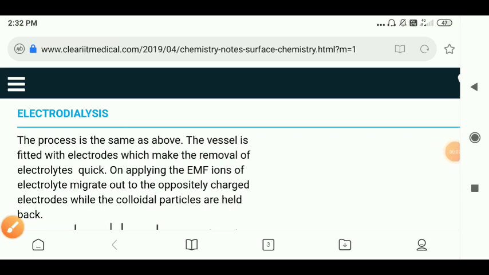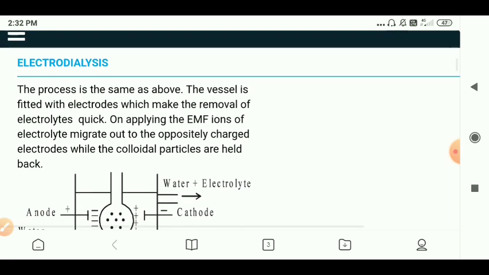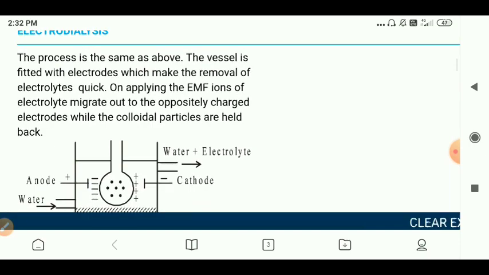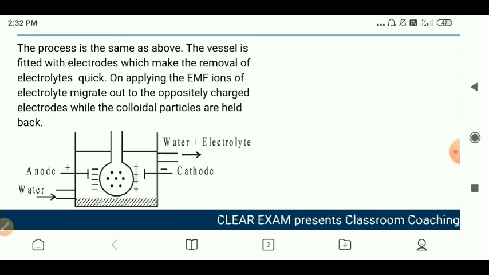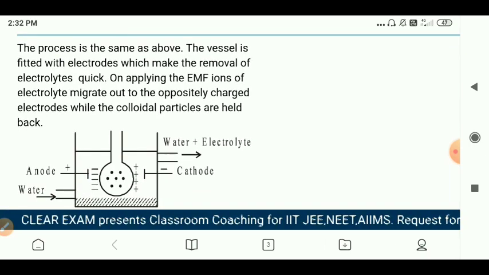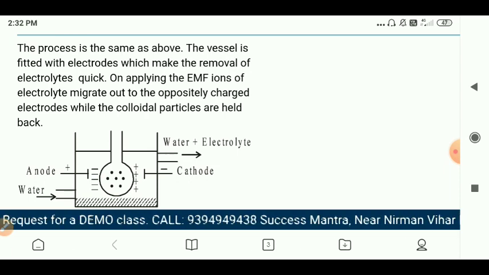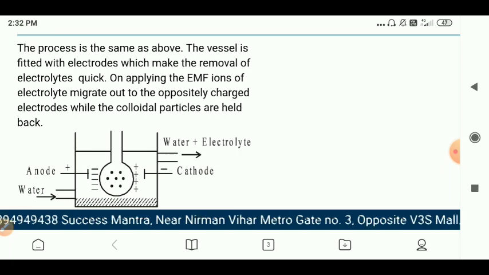Now electrodialysis is nothing but the same as dialysis, but by applying current. The process is the same as above. The vessel is fitted with electrodes, which make the removal of electrolytes quick. On applying the EMF, ions of electrolytes migrate out to the opposite charge electrodes while the colloid particles are held back. So what are they going to do? Here it is nothing but the same setup. In that setup it is fitted with electrodes like anode and cathode. We are going to place the anode and cathode on either side, and then apply current, or else apply the EMF.